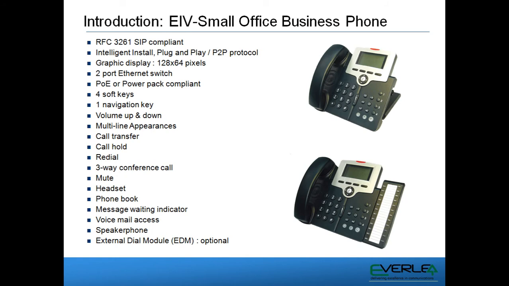The EIV-Small Office phones are quite a functional option. They have a large display, soft keys, etc., along with line keys, function keys, headset options, etc., as well as a DSS module, 22 button. The phones are RFC 3261 SIP compliant. They're very much an intelligent install, plug and play. Once one phone is programmed, the rest can simply be plugged in and they will copy all the programming across.